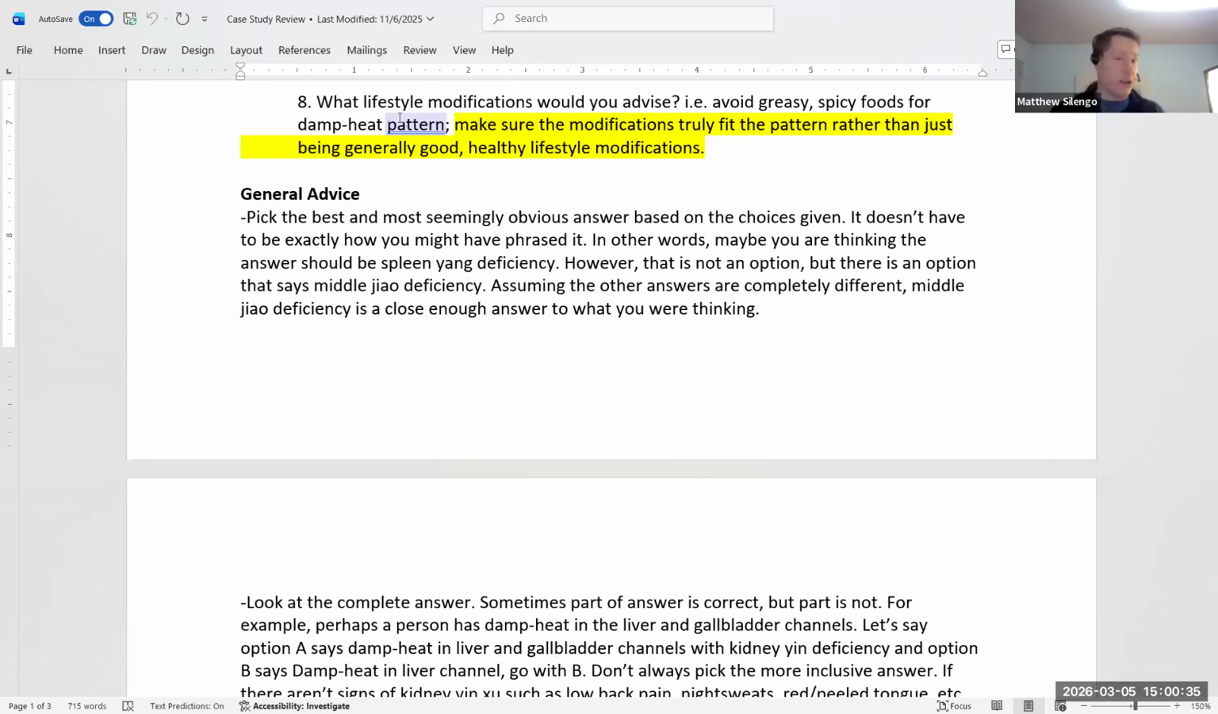Now, if they come in with chi deficiency signs, if they have a weak pulse and they're tired all the time, well, in that case, maybe more sleep would be a good recommendation. If they come in with liver chi stagnation signs, somebody with a lot of mental emotional stress, hypochondriac pain, they're holding their breath, they have a wiry pulse, then maybe meditation might be a good thing. But again, just make sure you're selecting what fits the pattern.